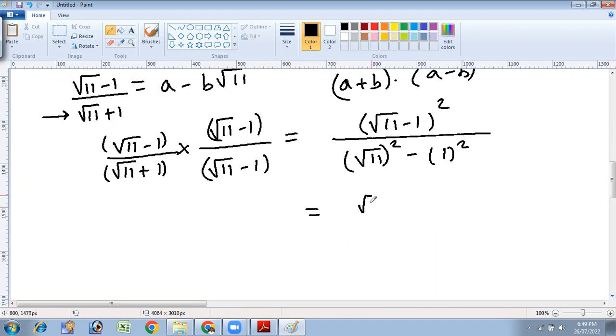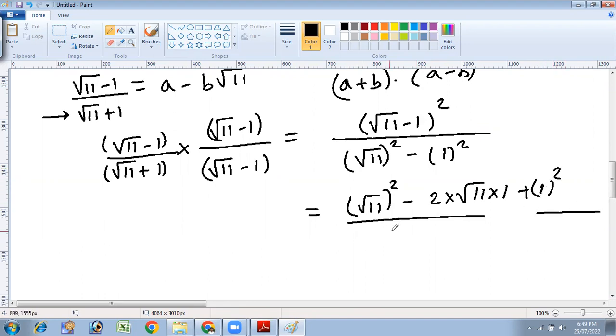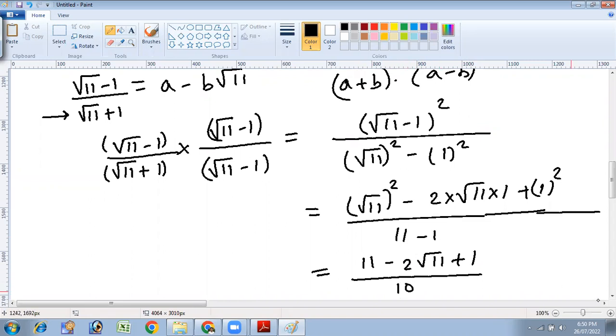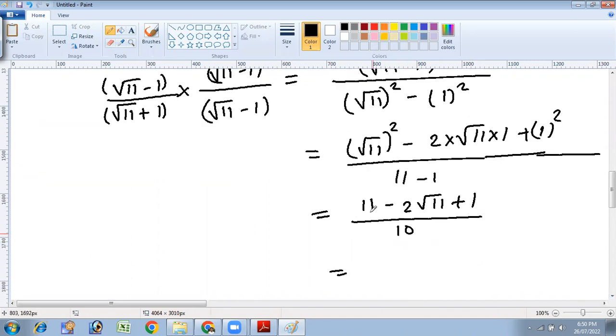So here we get (√11) square minus 2 √11 multiplied by 1 plus 1 square. Downside we are getting 11 minus 1. So √11 squared is 11, minus 2 √11, and finally plus 1. Downside 11 minus 1 is 10. So what are we getting? 11 plus 1 is 12. 12 minus 2 √11 divided by 10.